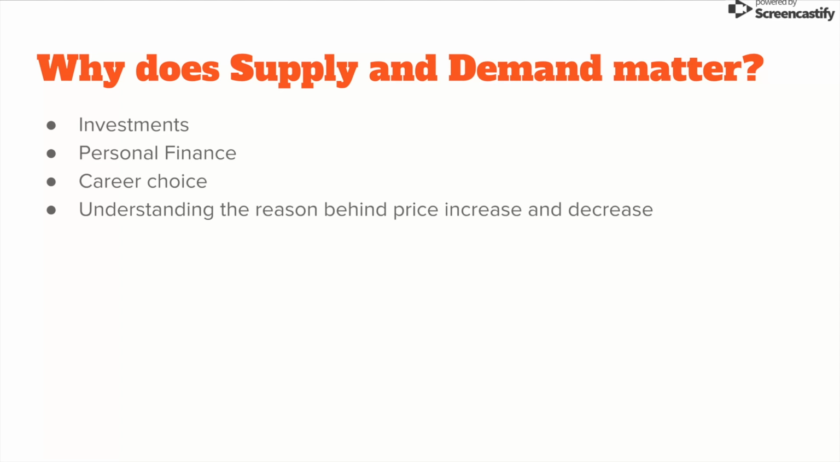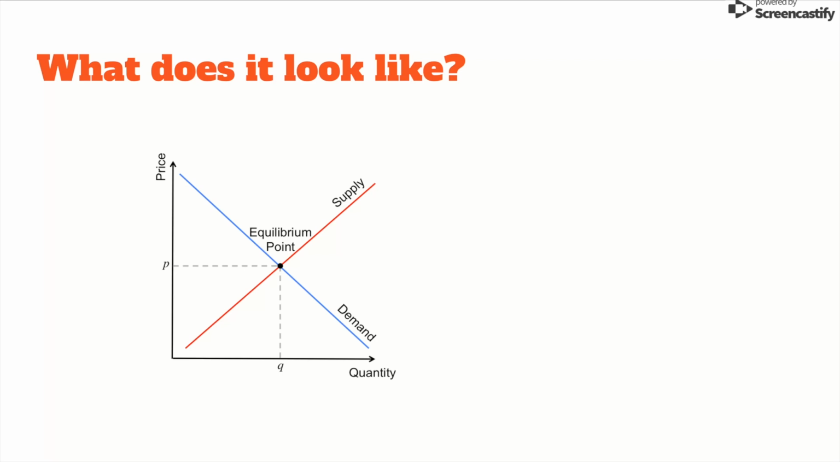So another reason supply and demand matter is because we can have a basic understanding of why each price goes up or decreases. So what does the supply and demand graph look like?